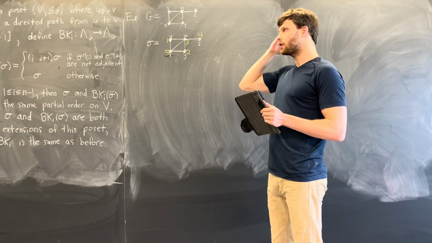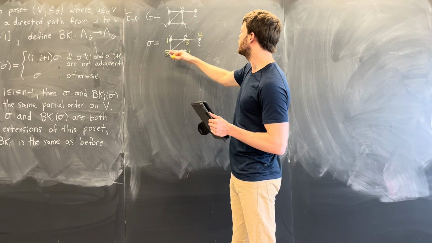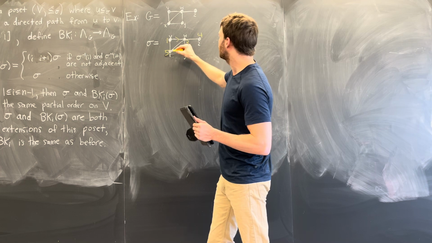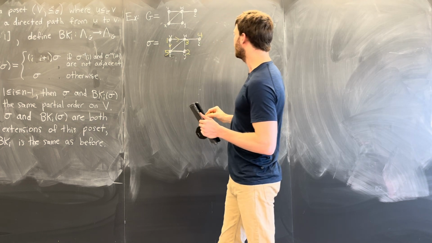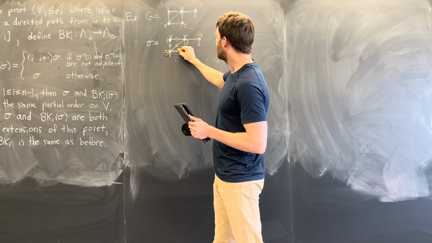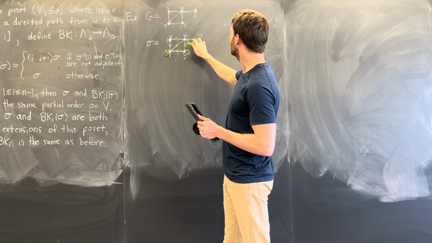So I can draw the acyclic orientation by saying, okay, the edge here goes from the 1 to the 3 because 1 is smaller than 3. This edge goes from 1 to 5 because 1 is smaller than 5. This edge goes from 3 to 5. This one goes from 2 to 5. This one goes from 2 to 3. And then this one goes from 3 to 4.